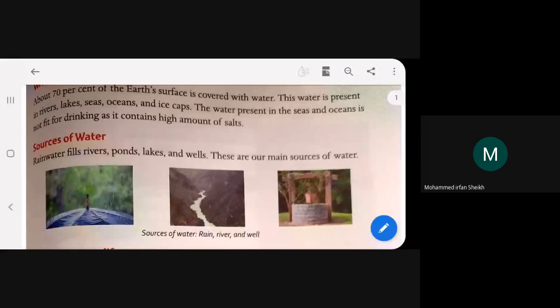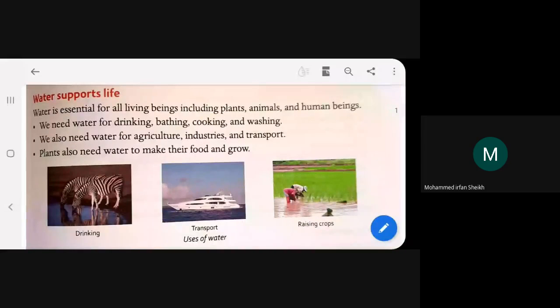Then is water important for all living organisms or not? Yes, ma'am. It is so important, very much essential. Essential means important.